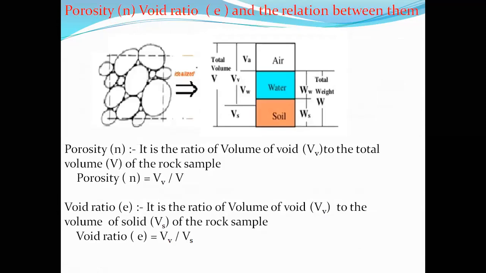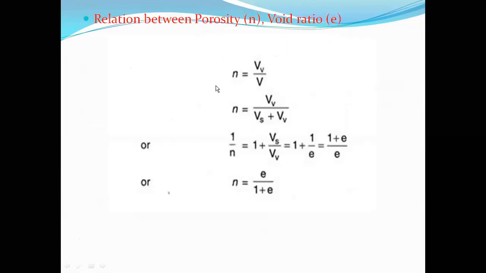The total volume is nothing but volume of solid plus volume of void, right? So I can rewrite this total volume as volume of void plus volume of solid, which is nothing but total volume. Same thing I did here. So total volume is equal to volume of solid plus volume of void. Divide both numerator and denominator with volume of solid.